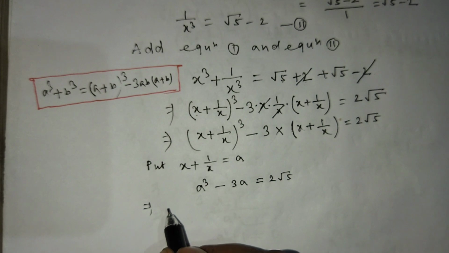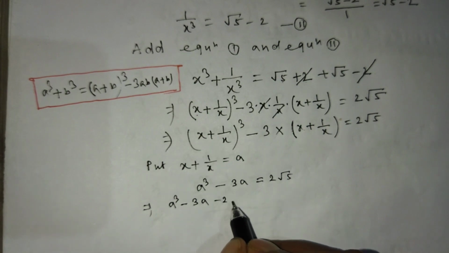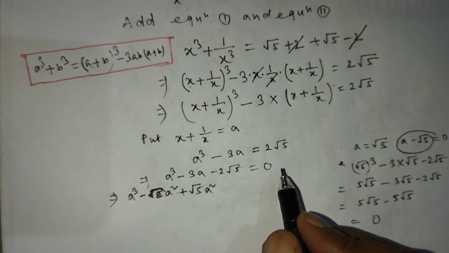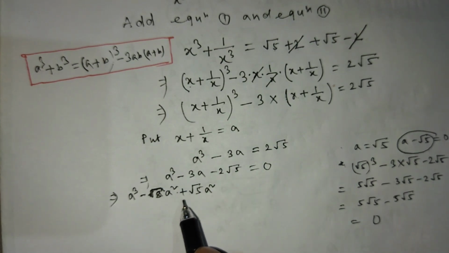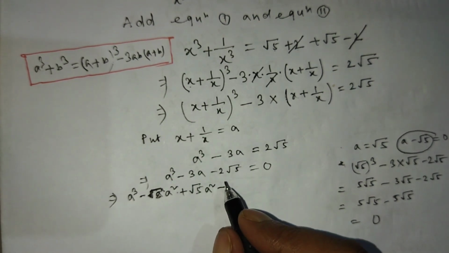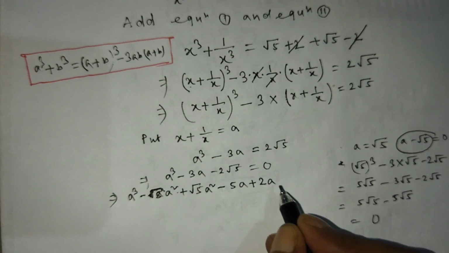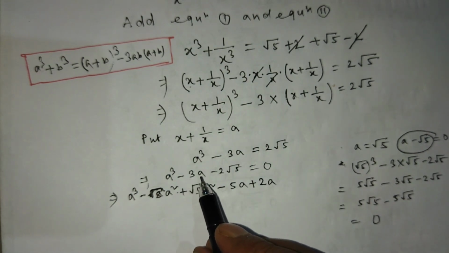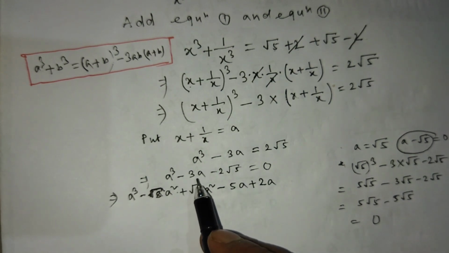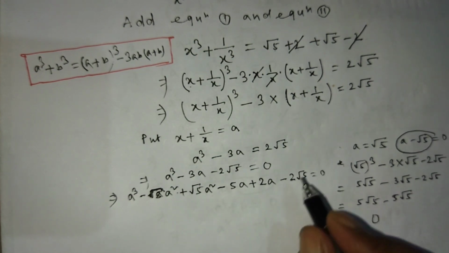So on the left hand side we have to write a to the power 3 minus 3a minus 2 root 5. Okay student. So student, to factorize this algebraic equation, my dear student, you have to write minus root 5 square plus root 5 square, and we have to break minus 3a. Okay, we have to write 5a plus 2a. So in the place of minus 3a, we have to write minus 5a plus 2a. So if you subtract, then again we get minus 3a. Okay, and here again we have to write 2 root 5 is equal to 0.